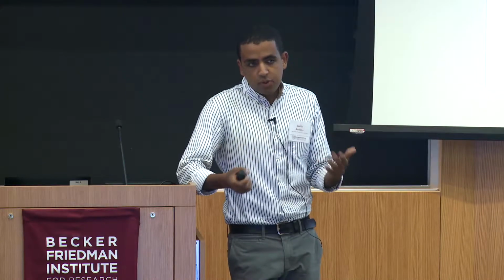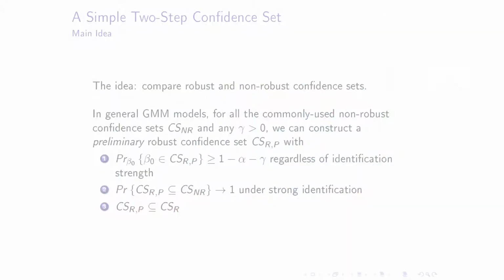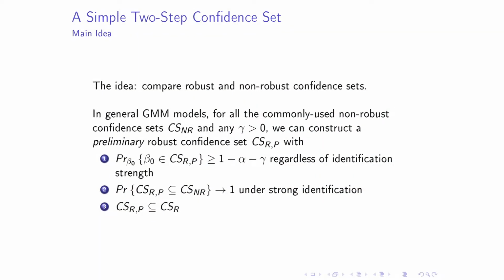So the alternative I proposed is based on the idea of comparing robust and non-robust confidence sets. In particular, in general GMM models, for all of the commonly used non-robust confidence sets and any gamma greater than 0, we can construct what I'll call a preliminary robust confidence set, which I'll denote by CSRP, which has coverage at least 1 minus alpha minus gamma, regardless of the strength of identification. Moreover, this preliminary confidence set will be contained in the non-robust one with probability tending to 1 when identification is strong. And I'll choose the robust confidence set such that it always contains the preliminary one.